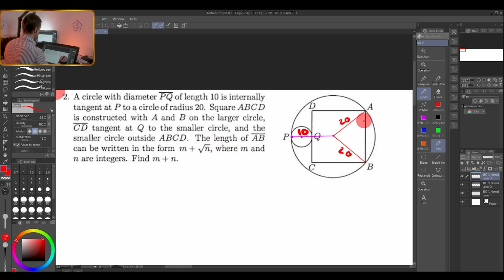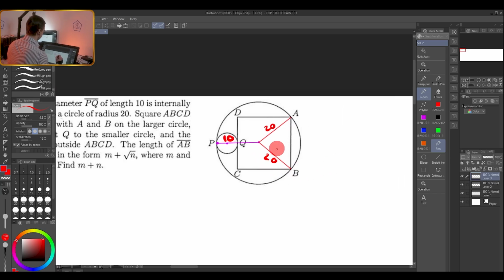The length of AB can be written in the form m plus square root of n, where m and n are integers, and you need to find the sum of these numbers. So very straightforward. So what is the next mistake that students make in this problem? Usually students say that this point is the center of the square for some reason, and it means that this angle, in their opinion, is 90 degrees, and they find this AB by the Pythagorean theorem, that it would be 20 square root of 2. Of course, it's not a correct solution.